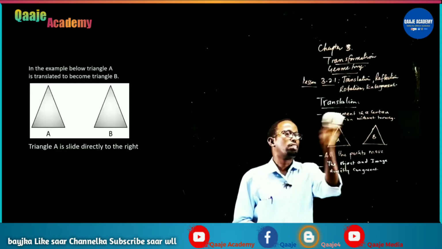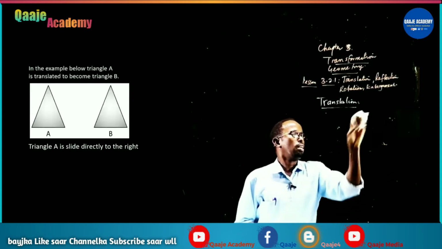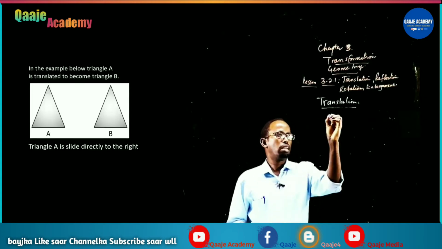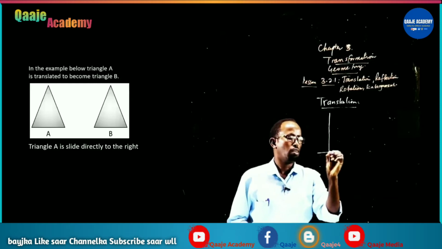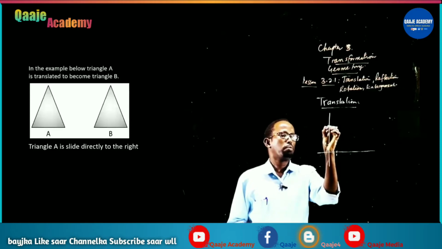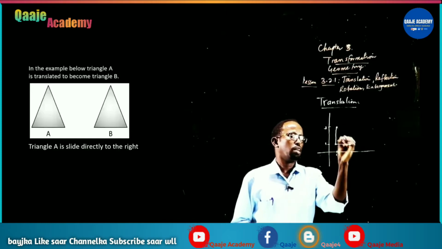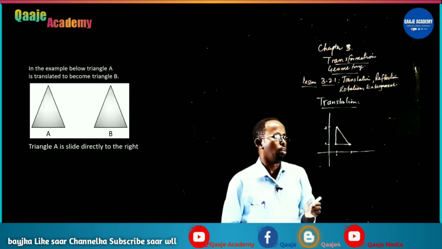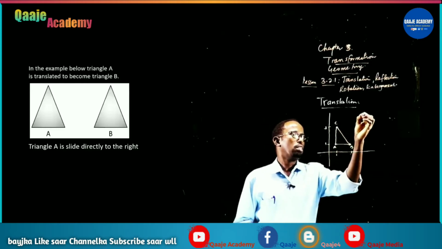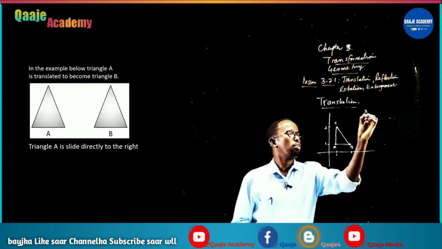I said translation means movement in a certain direction. So I'll draw a triangle and move it to the right and then upward. Let's say we have this triangle with points 1, 1, then 1, 3, and then 2, 1. That's a right angle triangle. I want to move this triangle horizontally and then upward.